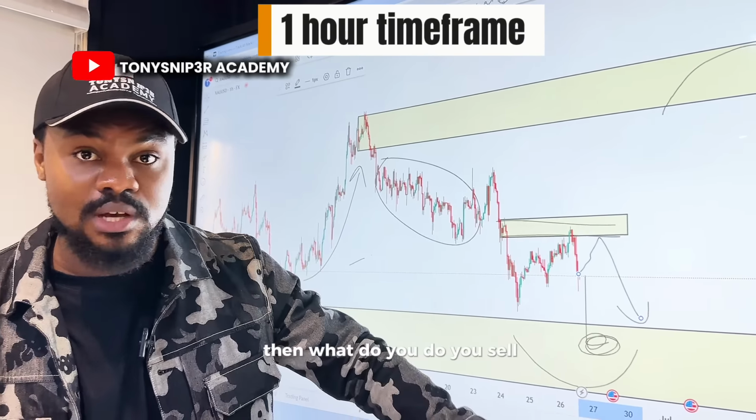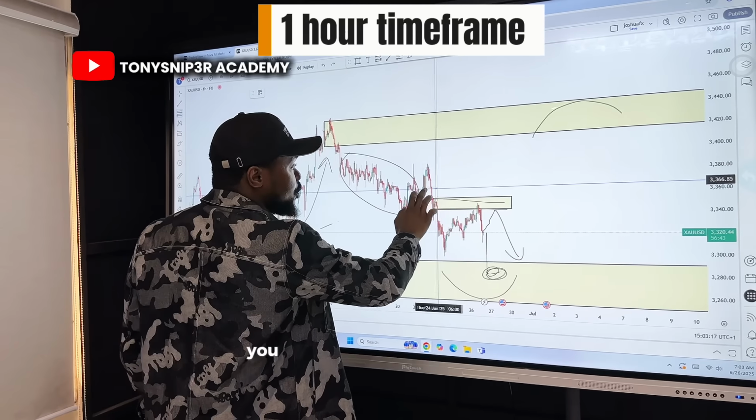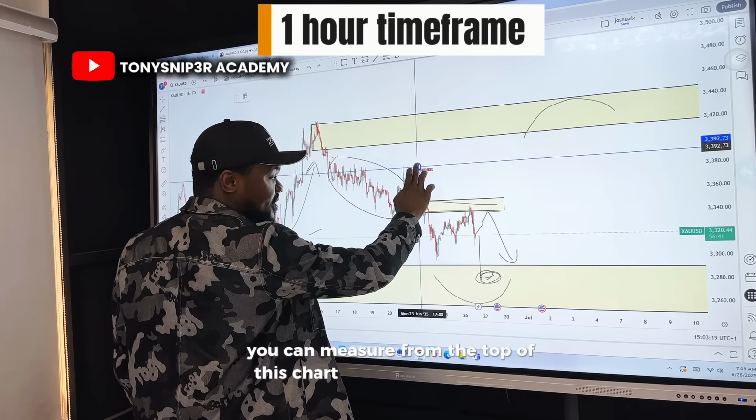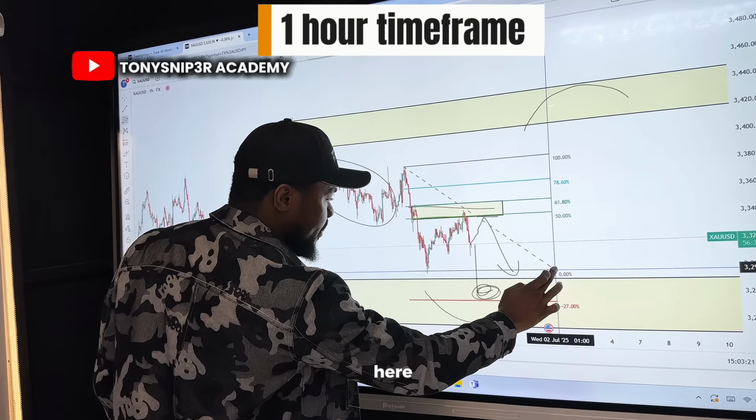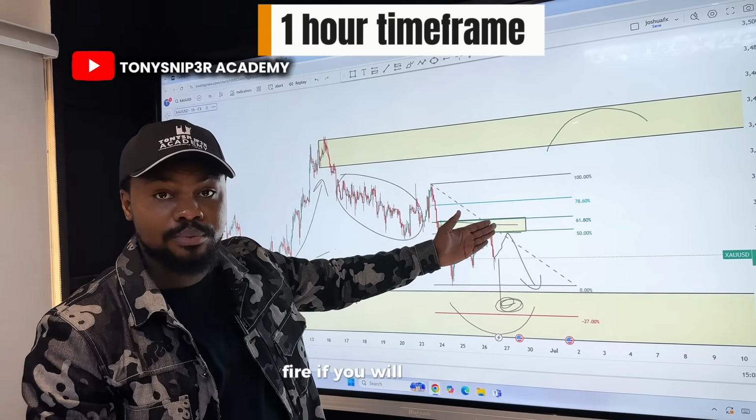Then what do? You sell. Another scenario that you can use here, or another opportunity that you can find here, you can measure from the top of this chart to the bottom of this chart here. From the top to the bottom. And what would you see? You would find your Fibonacci.